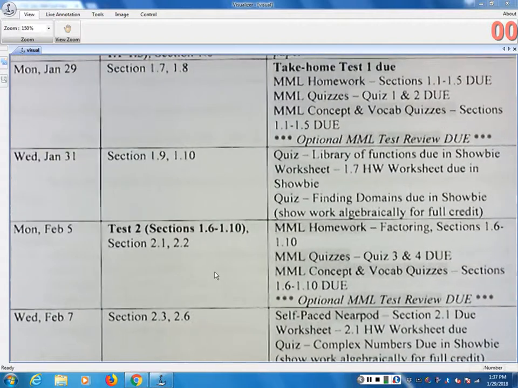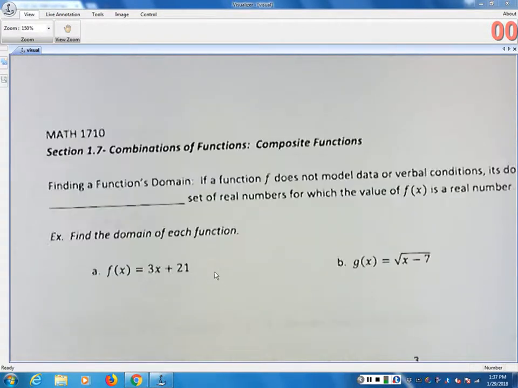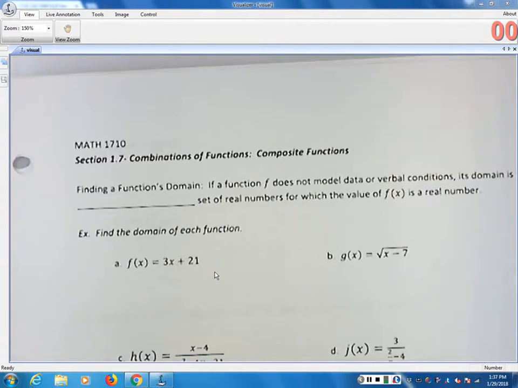All right, and so here's 1.7. We're going to talk about domain in section 1.7 here. This is combinations of functions, composite functions.